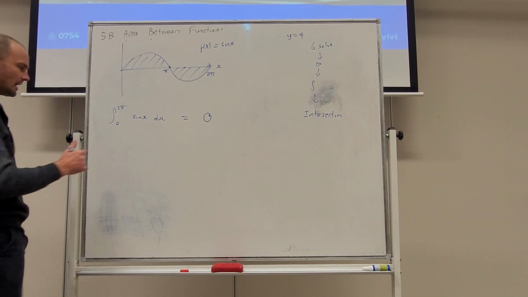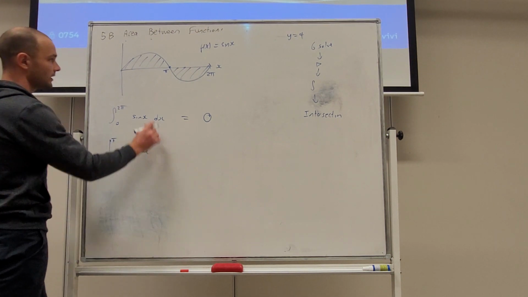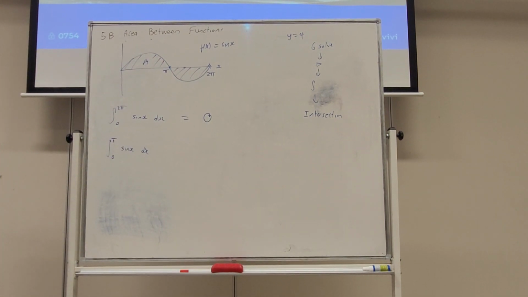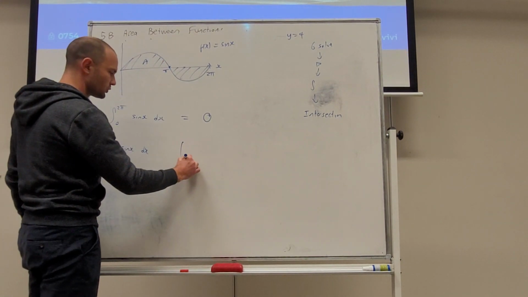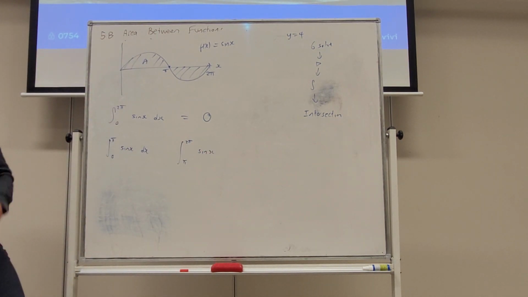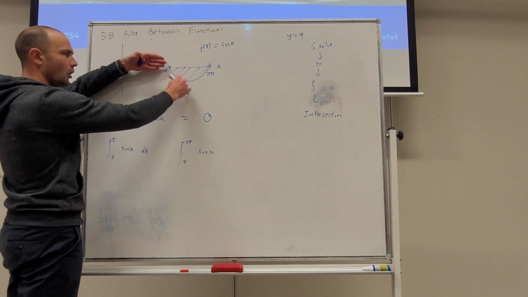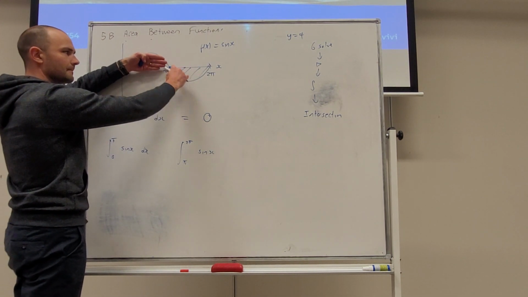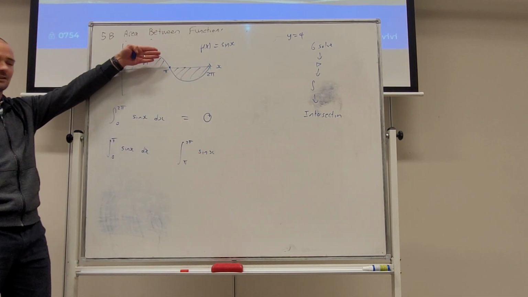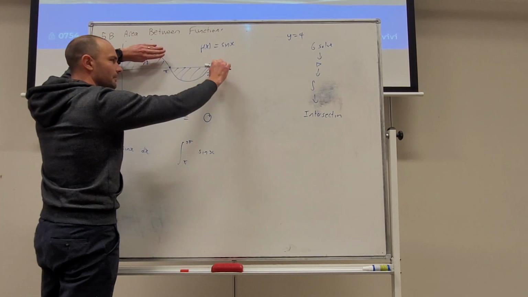Let's break it up into parts. If I do the integral from 0 to pi of sine x, that's going to give me the area of A. But if I do the integral from pi to 2 pi of sine x, we need to do something to it first before we integrate it, because it's below the x-axis. It now has a function above it. It's negative. Remember, it has to be the top function take the bottom function.